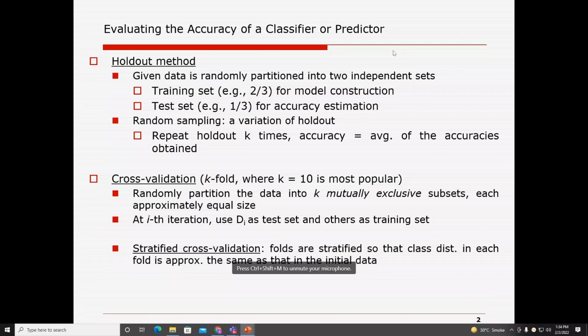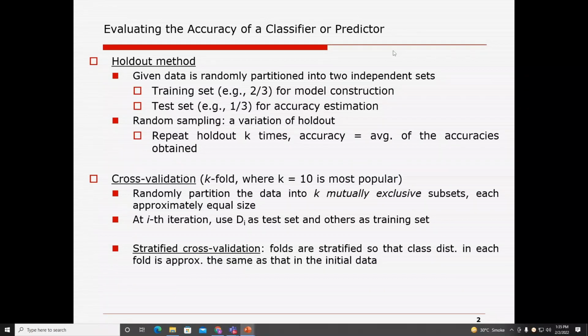So first is the holdout method. You have to hold out 1/3 of the records for testing or validation, and supply the remaining 2/3 of the records for training. First you construct the model with the training data, and then you validate whether the training was effective or not with a testing or validation set.